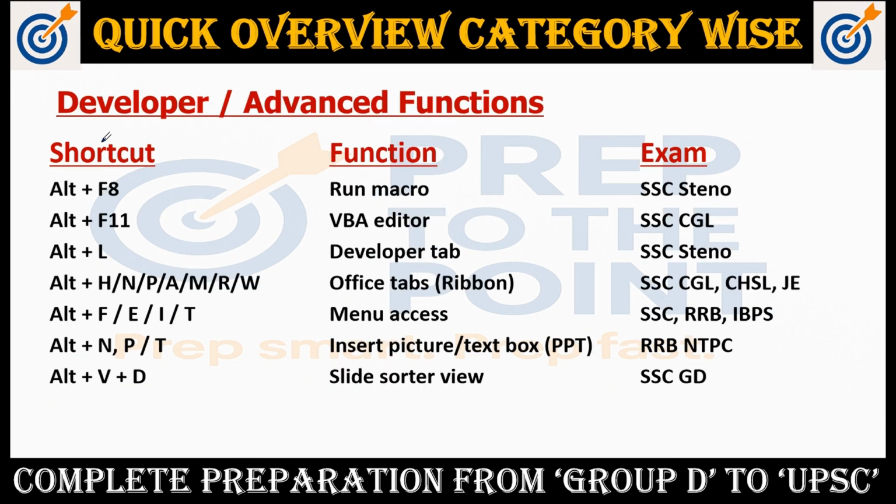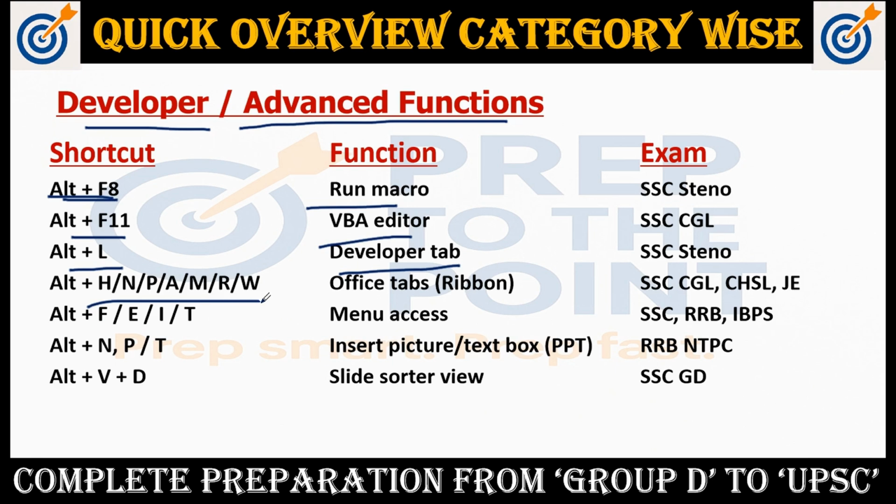Next category is developer or advanced function. Alt F8 for run macro. Alt F11 for VBA editor. Alt L, developer tab. Alt H N P A M R W as per the office tab in the office ribbon. Alt F E I T as per menu access in office tab menu.